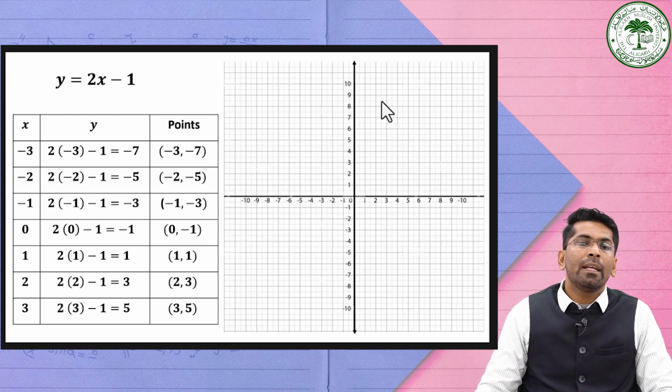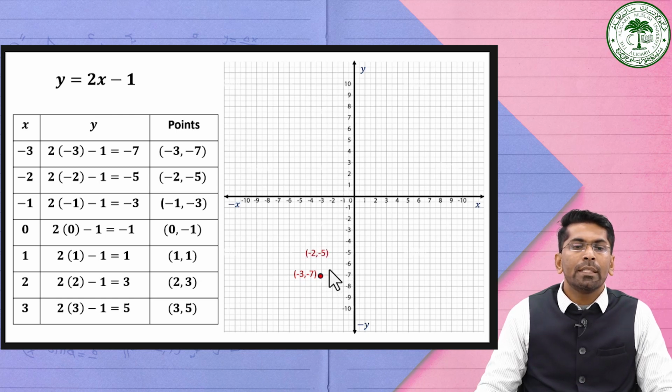We are given the Cartesian system, and here we are assuming the x axis and y axis. First we will take the first coordinate point, which is -3, -7. So here -3 on the x axis, then -7 here. I am denoting a particular point here. So this is the -3, -7 point.